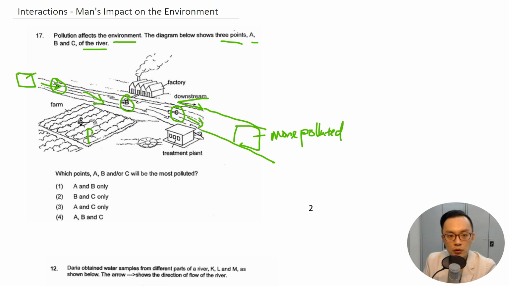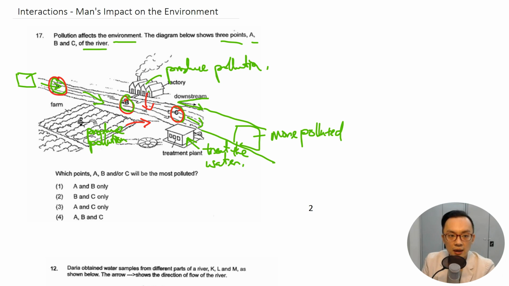Now, a farm will produce pollution from the fertilizers that they use. A treatment plant is there to treat the water. A factory generally also will produce pollution. So this is going to produce some pollution, this is going to produce some pollution, and this is going to keep it. So C and B will be more polluted than A over here.